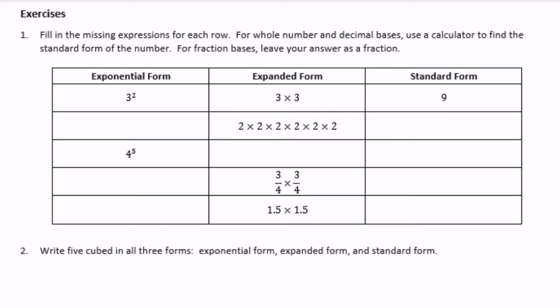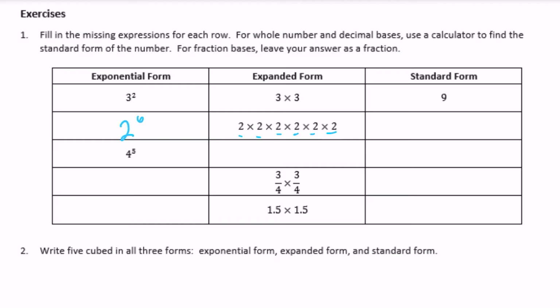Exercises. Number 1, fill in the missing expressions for each row. For whole number and decimal bases, use a calculator to find the standard form of the number. For fraction bases, leave your answer as a fraction. 3 to the second power, they did the first one for us, is 3 times 3, and in standard form, that's 9. So here they gave us the expanded form. 2 times 2 times 2. How many are there? 1, 2, 3, 4, 5, 6. So this would be 2 to the 6th power.